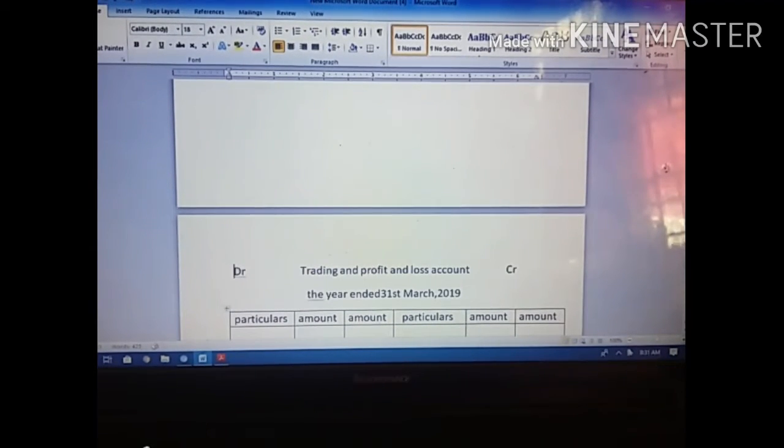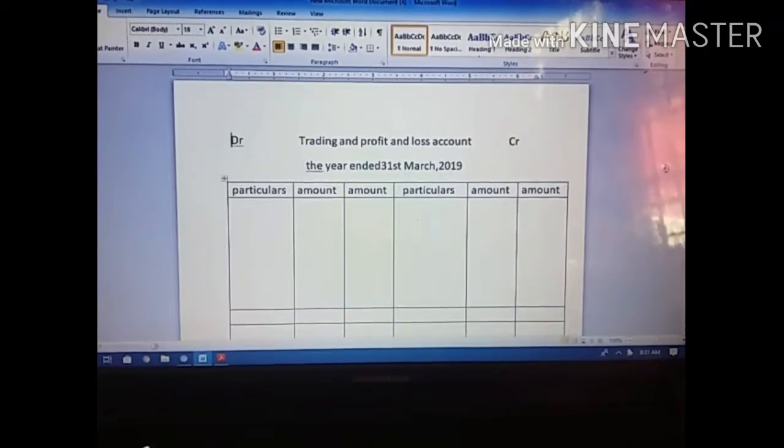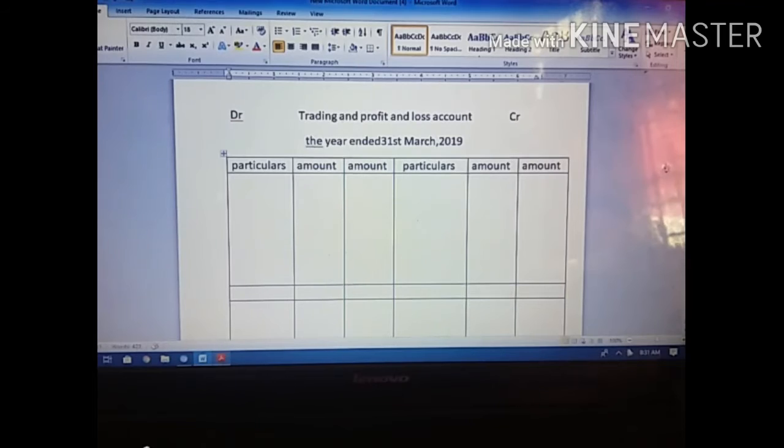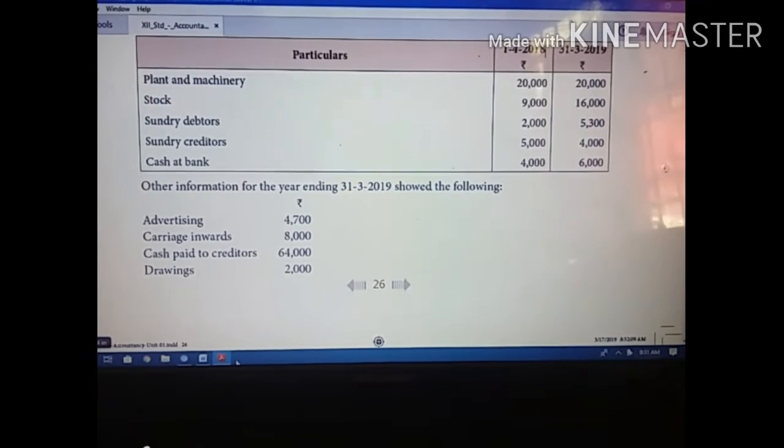So now we are going to open a trading account. For trading, we need an opening stock and closing stock. If you see your problem, opening stock is 9,000 and closing stock is 16,000. The opening stock we have to show on the debit side of trading, and the closing stock we have to show on the credit side of trading.